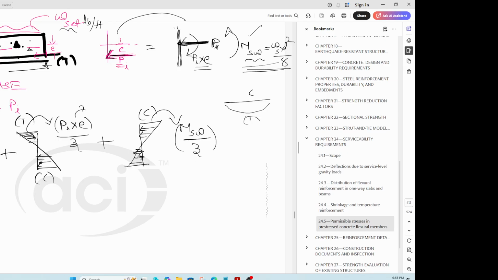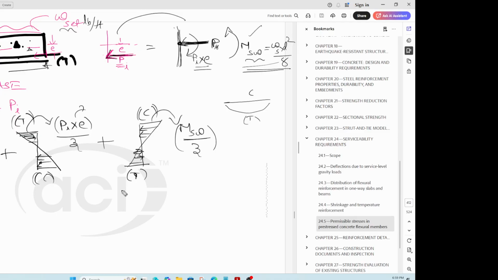So in this case, top and bottom fibers are subject to compression. In this case, this moment is causing the top to be under tension, bottom to be under compression. This moment, because of the dead load, which is self weight, is trying to cause compression on the top and tension on the bottom, right? So that is called at release.